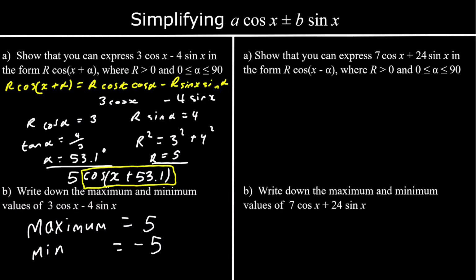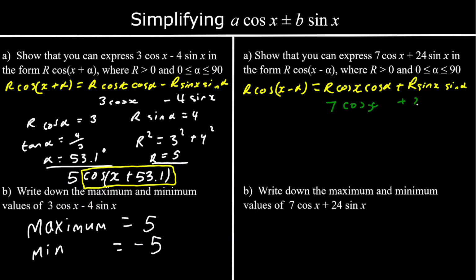One for you to try. Give it a go. So this time we have cos a minus b, which is cos a cos b plus sine a sine b. Compare. So we have 7 cos x plus 24 sine x. So we can say that r cos alpha is 7 and r sine alpha is 24.